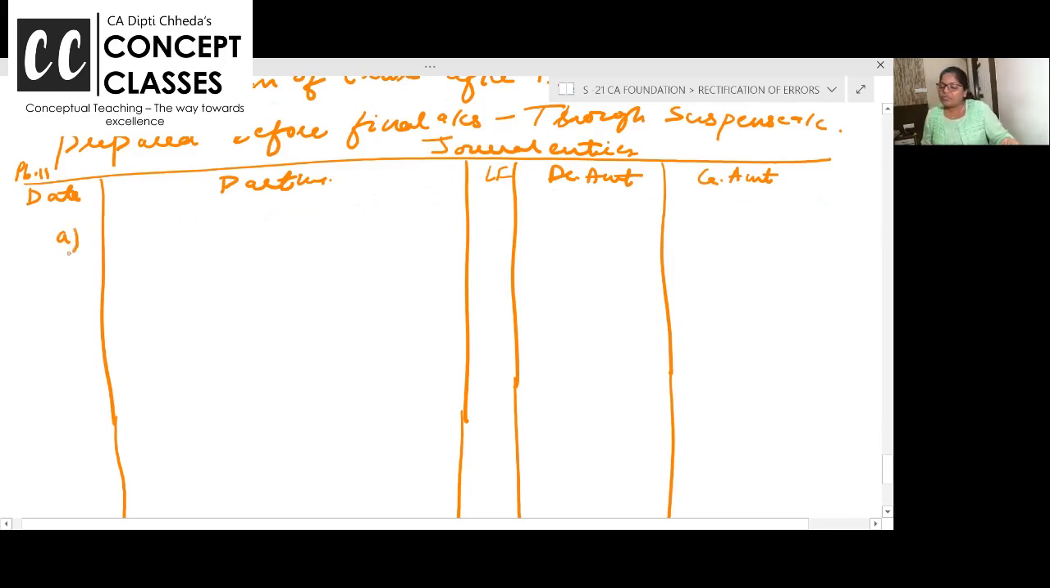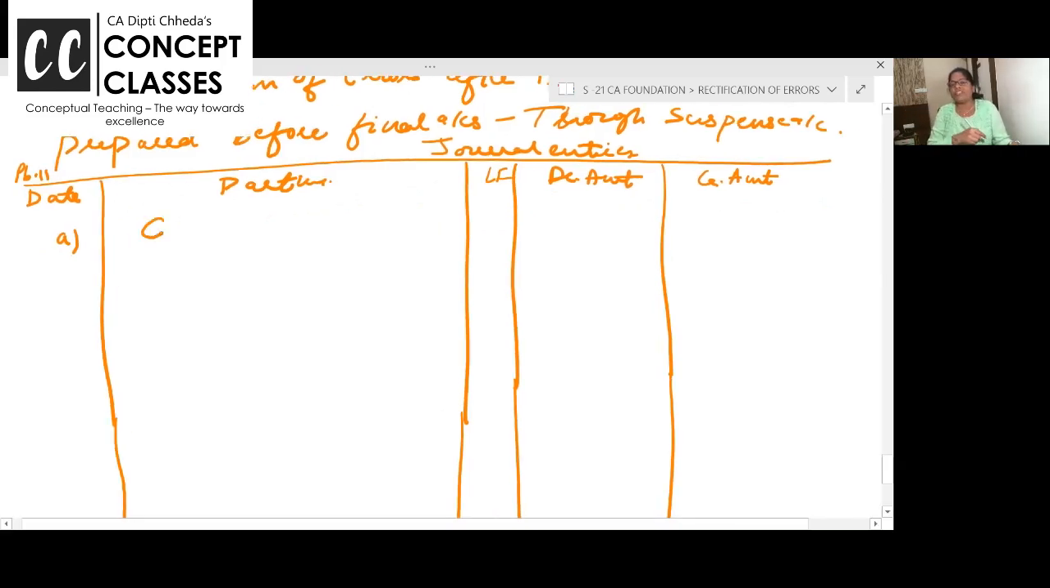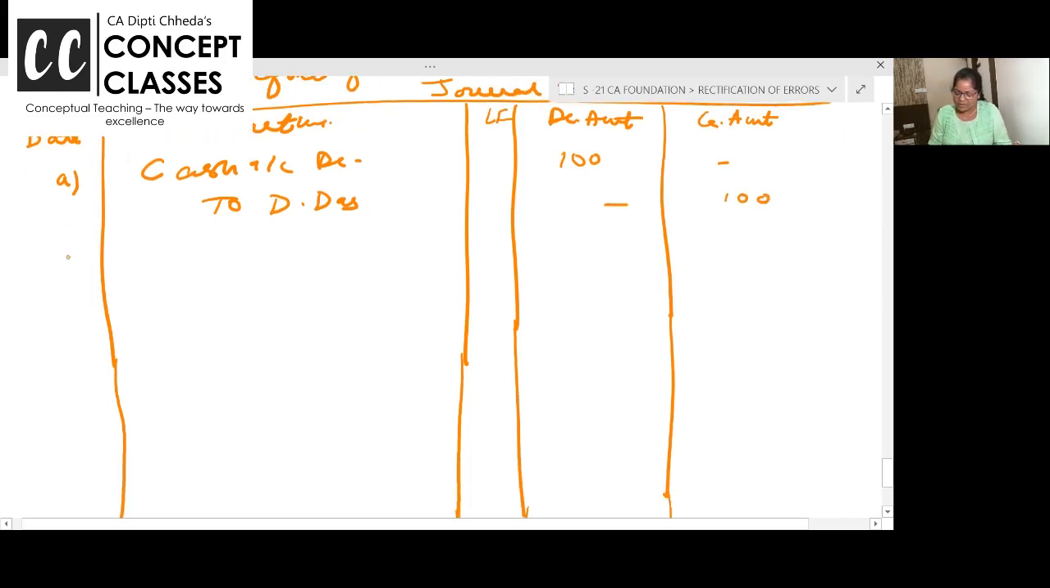An amount of 100 was received from Didas, but it was not entered in the cash book. So cash book is a primary book and ledger itself. So you have not done the posting also, but in the drawer you have received the cash. So cash account debit, cash is coming in. Party, who is the giver? Didas, 100. Cash account debit to Didas.